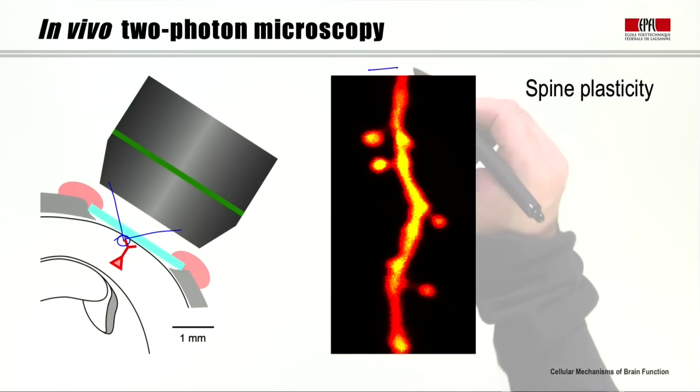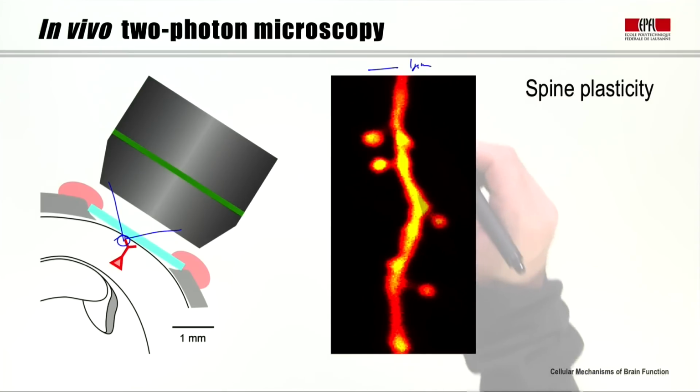The scale here would be roughly 1 micron, and here's the dendrite, and sticking out from that dendrite are these dendritic spines that we've already discussed, the sites where glutamatergic synaptic input arrives on this dendrite. So we can study at the level of dendrites and spines the structure of the nervous system in a living animal.